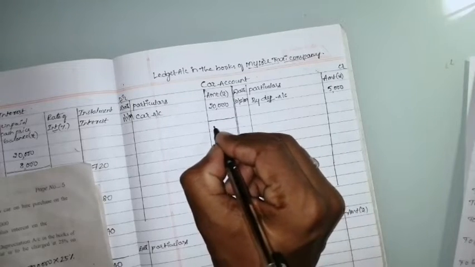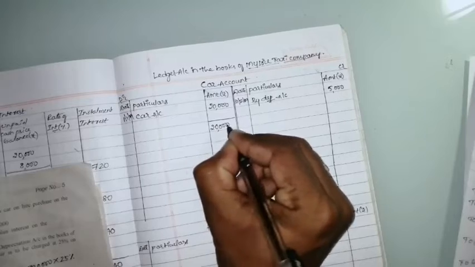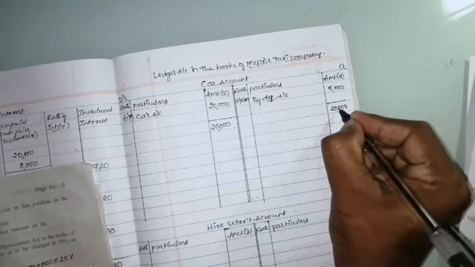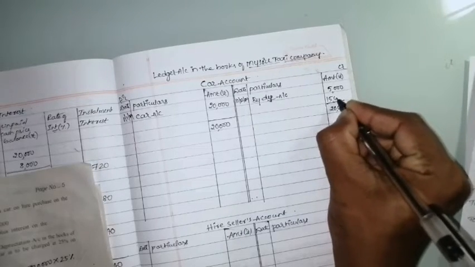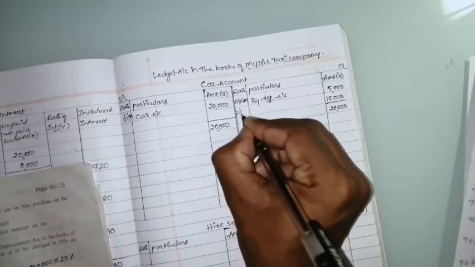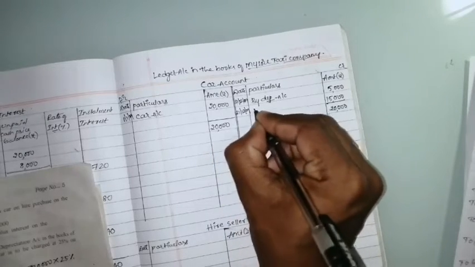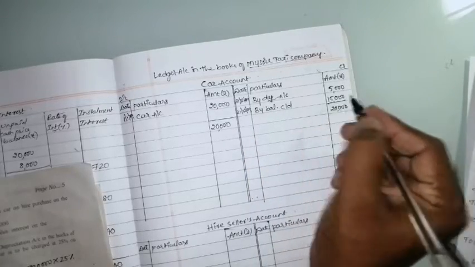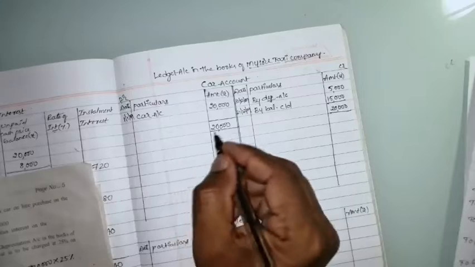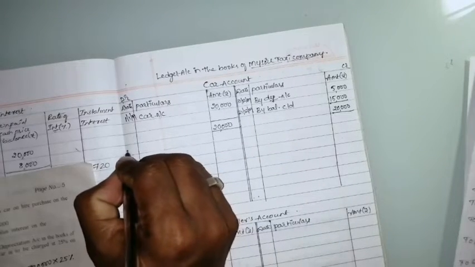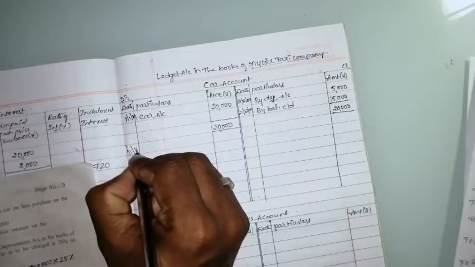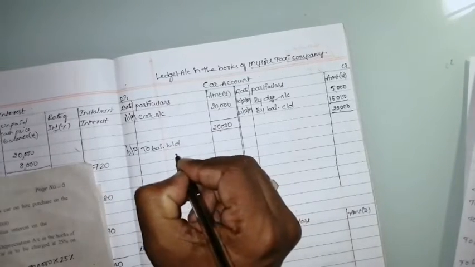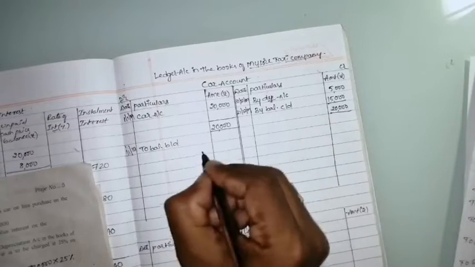Total, the debit side total is more, 20,000. Here also 20,000. So 20,000 minus 5,000, 15,000. On 31st December 2009, by balance carried down 15,000. The last year balance will be the opening balance for the current year, like so: 1/1/2010, to balance brought down. How much? 15,000, right?